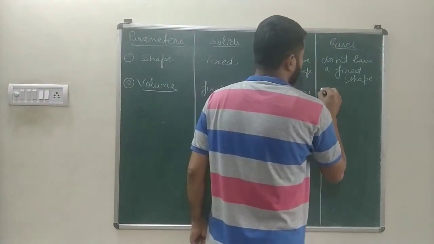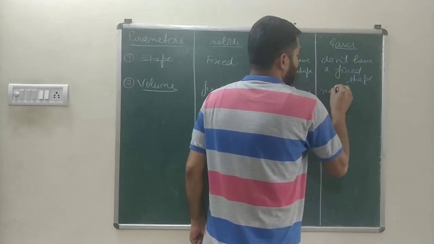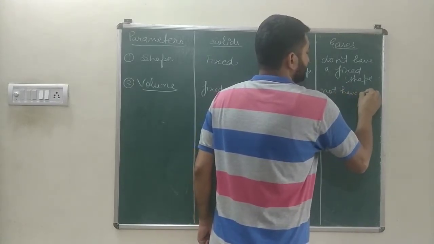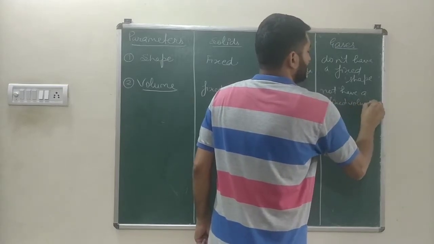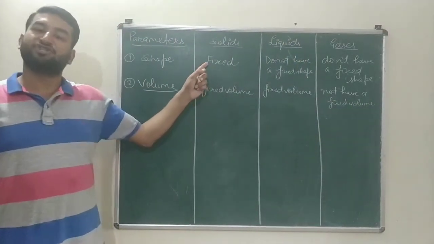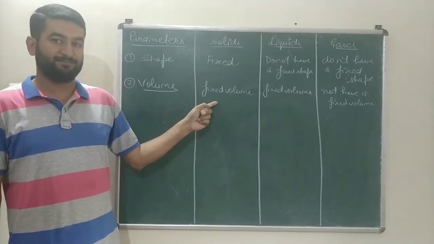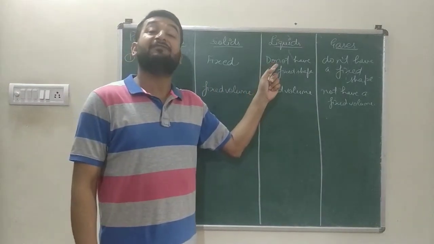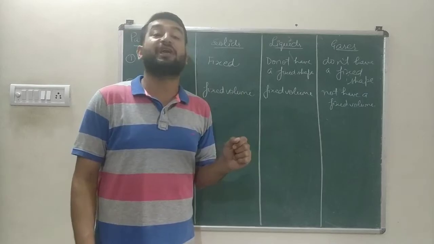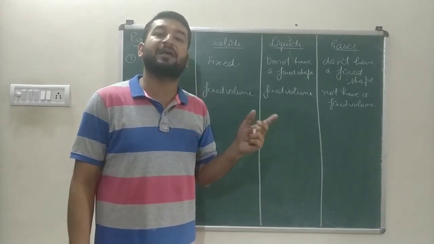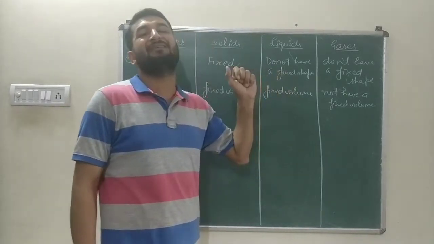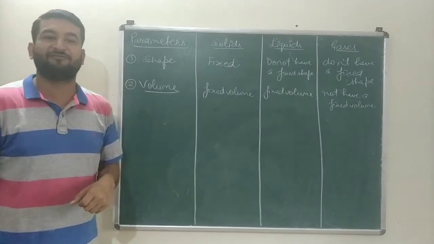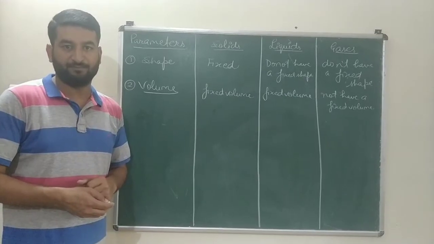Whereas gases do not have a fixed volume. So solids have a fixed shape as well as a fixed volume. Liquids have a fixed volume but do not have a fixed shape. They have an irregular shape. They take the shape of the container. Gases, neither do they have a fixed shape nor do they have a fixed volume.